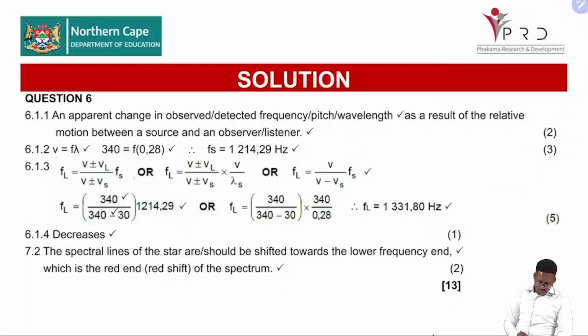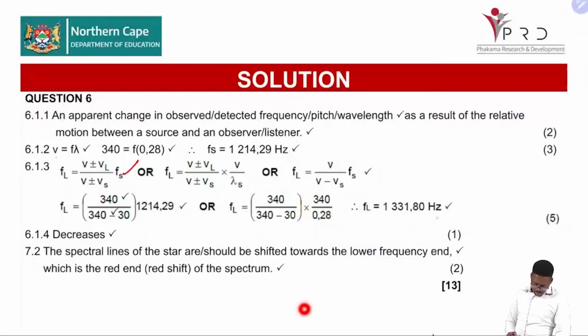So 1 mark for the correct formula, 1 mark for 340 on top, 1 mark for minus 30, and 1 mark for frequency of the source. Then you solve, you answer, the frequency of the listener will be 1331.80 Hertz.